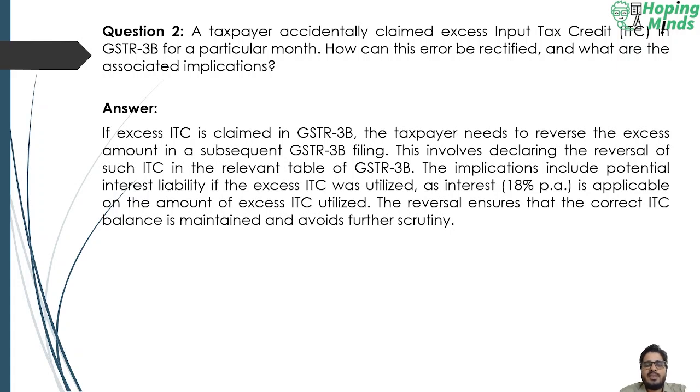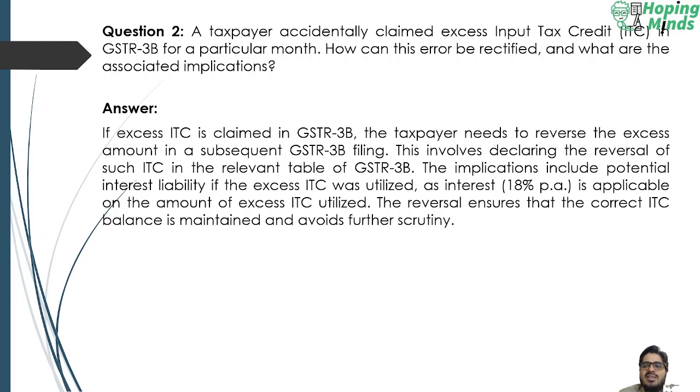So, if excess input tax credit is claimed in GSTR 3B, the taxpayer needs to reverse the excess amount in subsequent GSTR 3B filings. This involves declaring the reversal of such ITC in the relevant table of GSTR 3B. The implication includes potential interest liability if excess ITC was utilized; interest at the rate of 18% per annum is applicable on the amount of excess ITC utilized. The reversal ensures that the correct ITC balance is maintained and avoids further scrutiny.